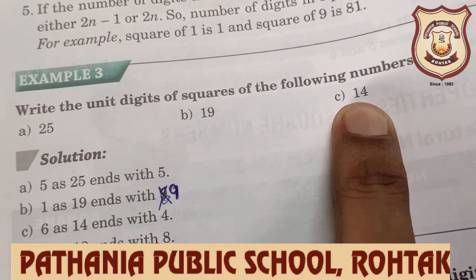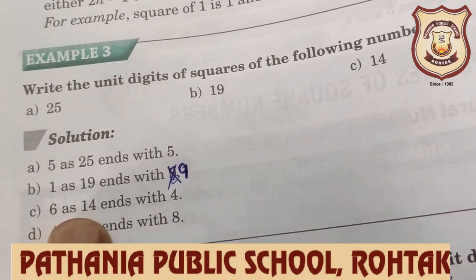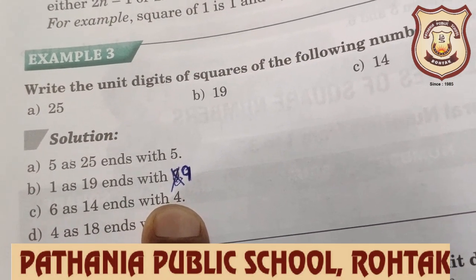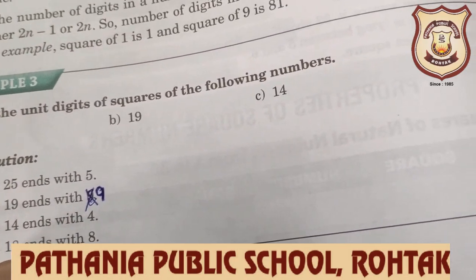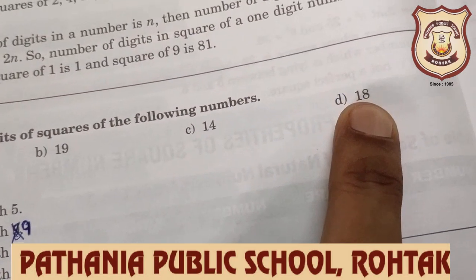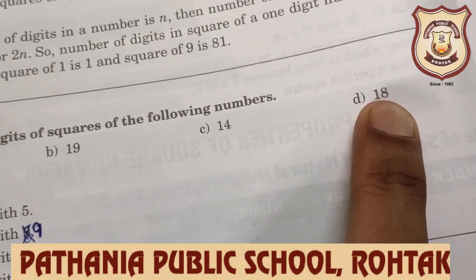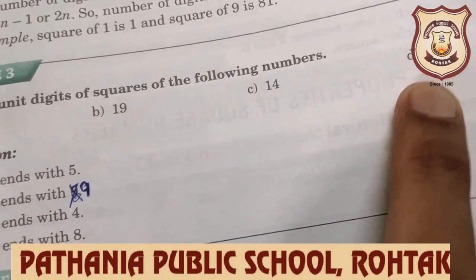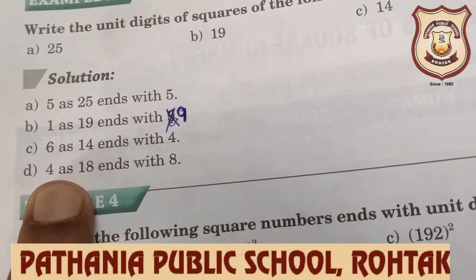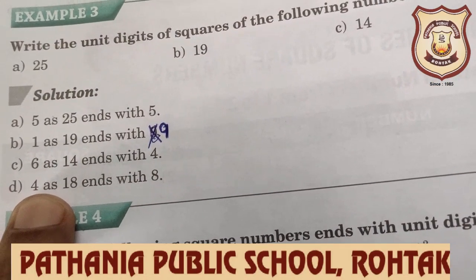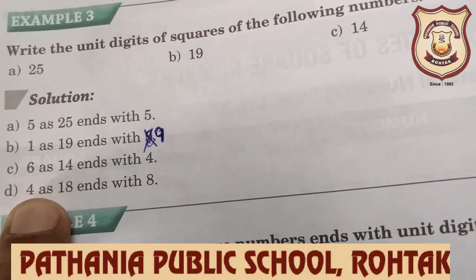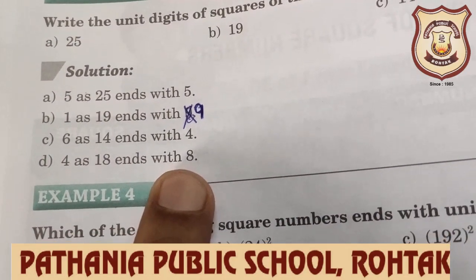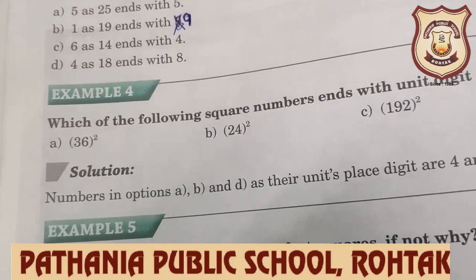14 square किस नंबर पे एंड होगा? 6 पे, because 14 ends with 4 and 4 square is 16. 18 is there. The unit digit of the square of 18 is what? 8 8 is 64. So the square of 18 ends with the unit digit 4, as 18 ends with 8. In this way.